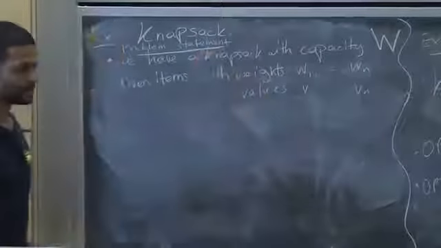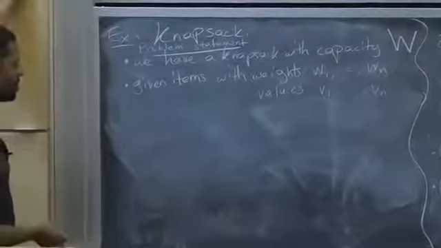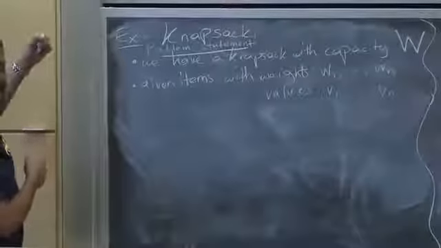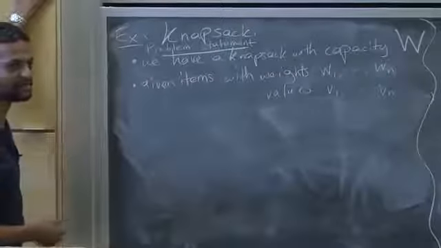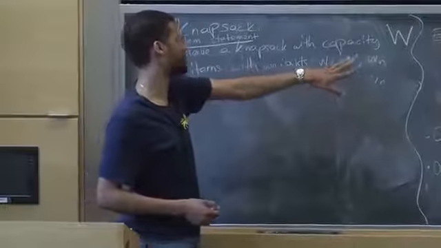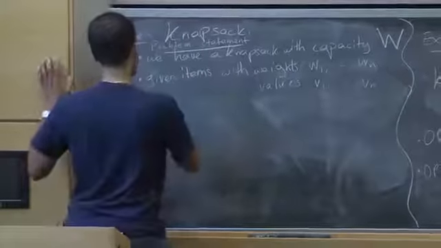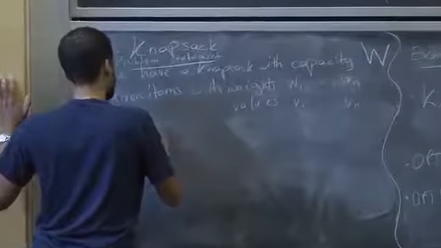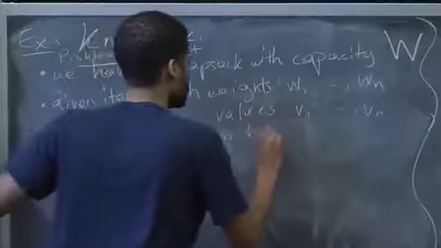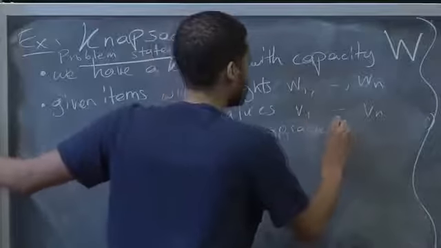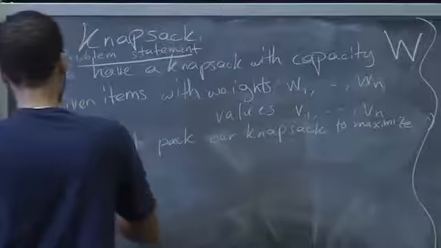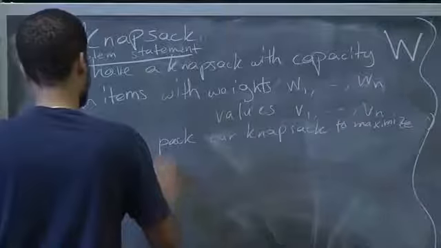Okay, so we have a knapsack with capacity W. I literally mean a knapsack, like a backpack, and it can hold W pounds worth of stuff. And we have items with the following weights. Item i has weight Wi and value Vi. And we want to pack our knapsack to maximize the total value. So this is our goal.